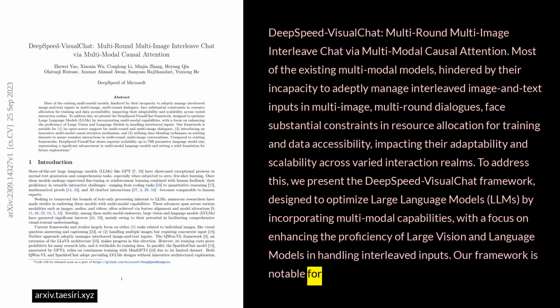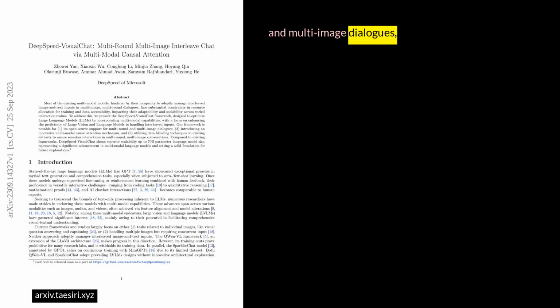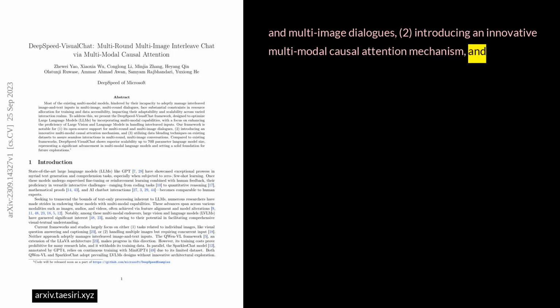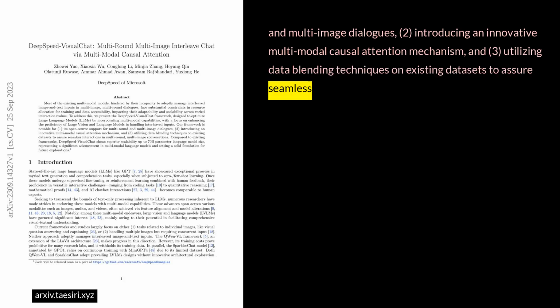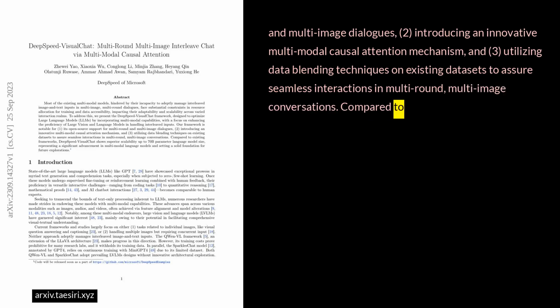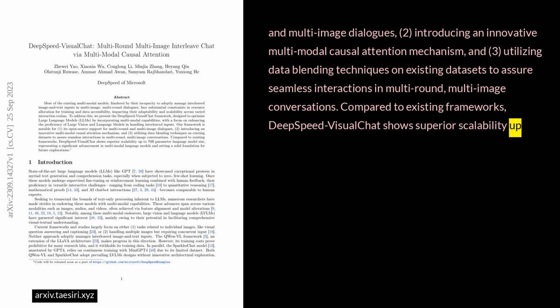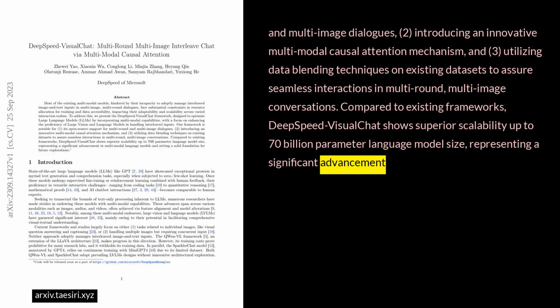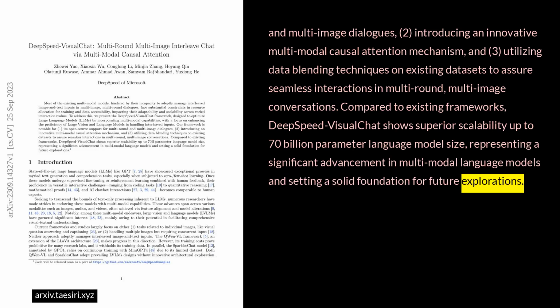Our framework is notable for: 1. Its open-source support for multi-round and multi-image dialogues, 2. Introducing an innovative multimodal causal attention mechanism, and 3. Utilizing data blending techniques on existing datasets to assure seamless interactions in multi-round multi-image conversations. Compared to existing frameworks, DeepSpeed-VisualChat shows superior scalability up to 70 billion parameter language model size, representing a significant advancement in multimodal language models, and setting a solid foundation for future explorations.